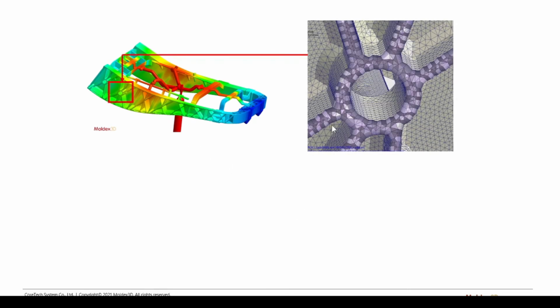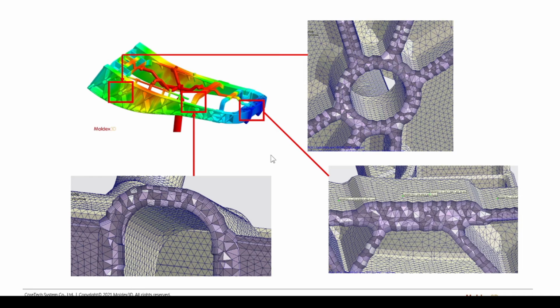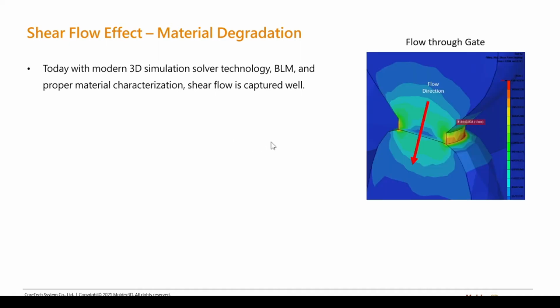And even for a more complex geometry such as this one, we're still able to create a very, very high quality mesh, which gives us the ability to study things like shear rates, fiber orientation, and many other things. With the current technology of 3D simulation and material characterization, shear flow is actually able to be captured pretty well. As we can see here in the flow through the gate, we actually have a pretty high velocity through the middle. That's usually where the velocity is the highest.